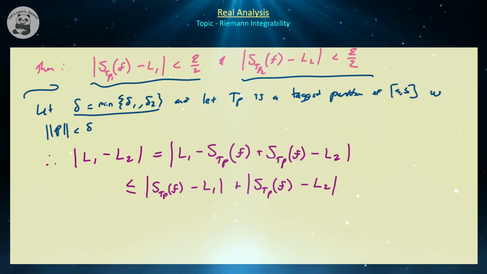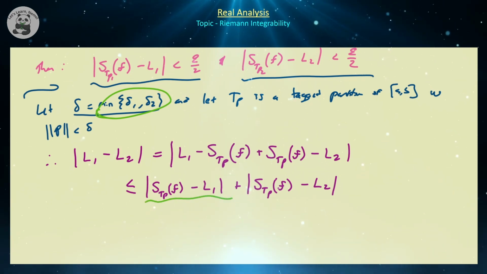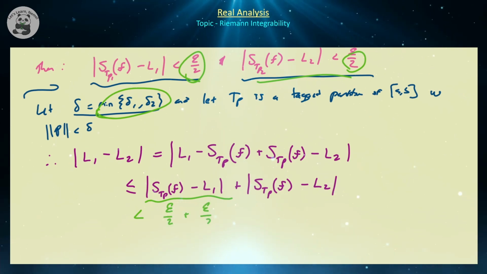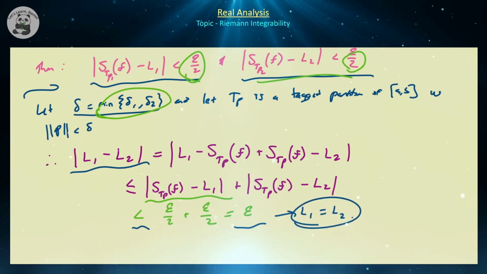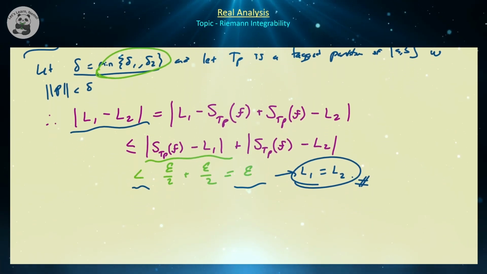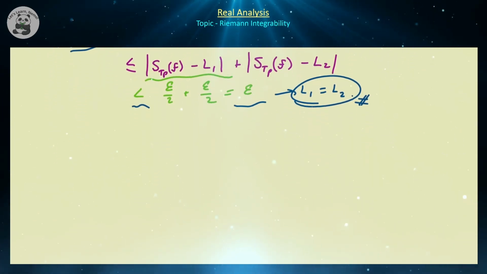Keep in mind, if delta is equal to the minimum of delta 1 and delta 2, then for any partition, because those partitions were arbitrary, that's going to be less than our epsilon over 2, and this is also going to be less than our epsilon over 2. So we're going to have that's going to be less than epsilon over 2 plus epsilon over 2, which is equal to epsilon. And by properties of real numbers, if the distance between L1 and L2 can be arbitrarily made small, then we have that L1 and L2 are going to be equal to each other, implying that if f is integrable on the closed interval AB, then the Riemann integral associated to that limit of Riemann sums is unique.